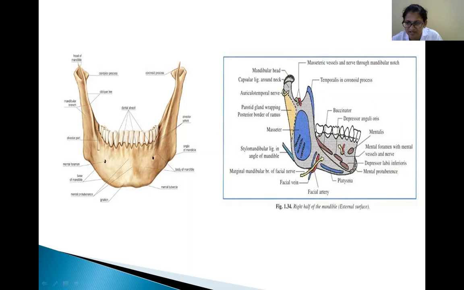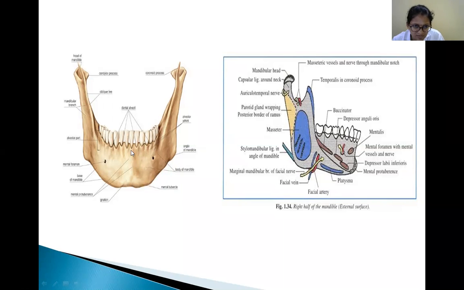These three muscles are attached to the oblique line, which is the continuation from the anterior border of the ramus of the mandible up to the mental foramen. This is the mental foramen. This is the oblique line. These are the external features seen on the external surface of the body of the mandible.